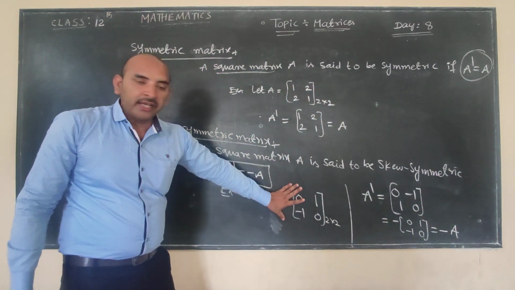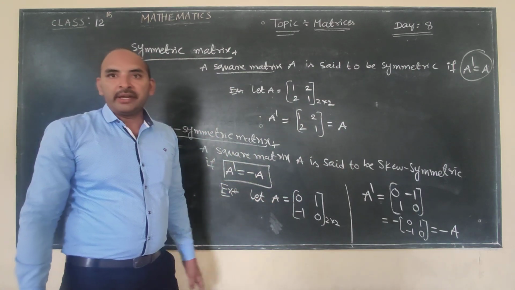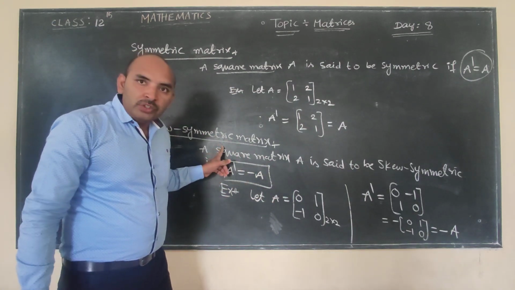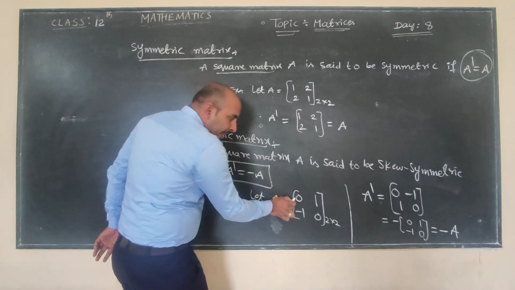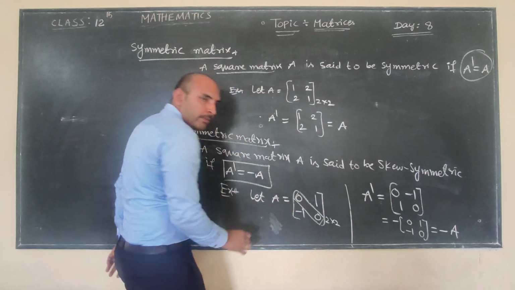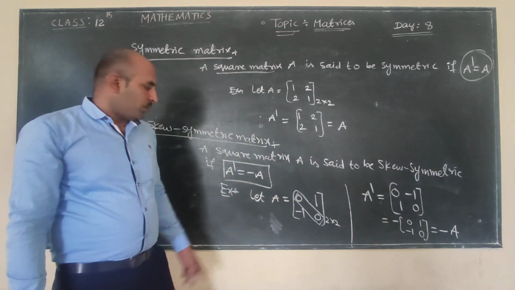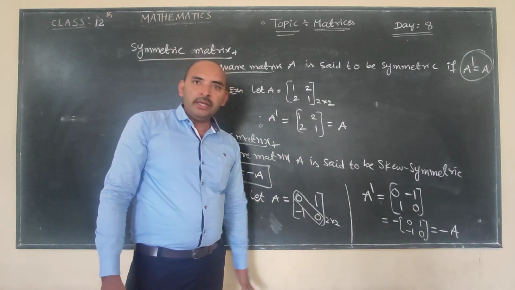This matrix is known as a skew symmetric matrix. Observe that in a skew symmetric matrix, the diagonal elements must be 0.